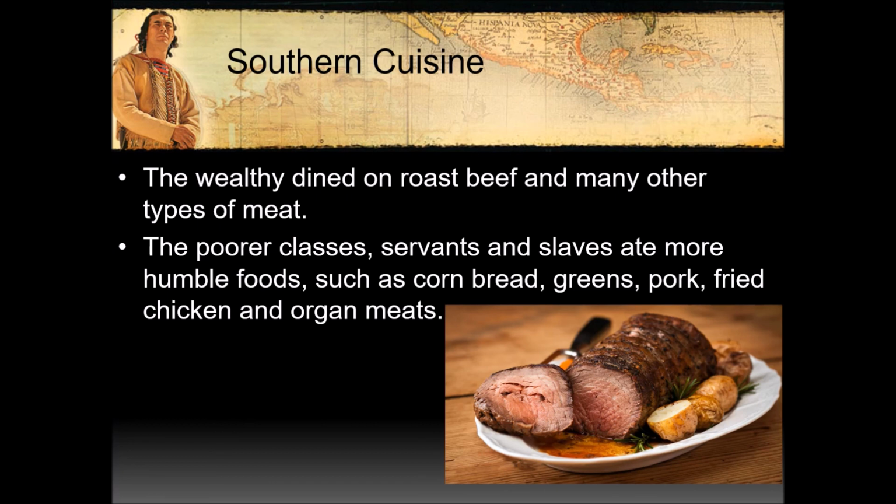Next is Southern cuisine. The wealthy dine on roast beef and many other types of meat, while the poorer classes, servants and slaves, eat more humble foods such as cornbread, greens, pork, fried chicken, and organ meats. So the wealthy people eat for enjoyment, but the poorer people eat to survive. There is a difference between wealthy and poorer society in the southern colonies.